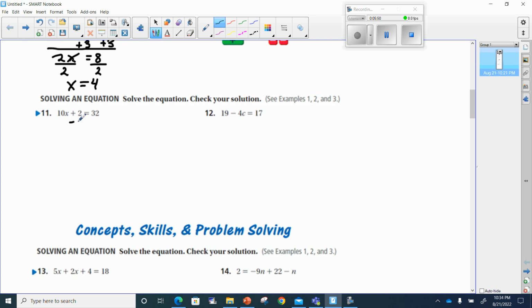I'm going to introduce it to negative 2, because the only way to get rid of 2 of something is to take 2 away. Whatever I do to one side, I have to do to the other. And this is 32 minus 2, which is 30. And now I have 10x equals 30.